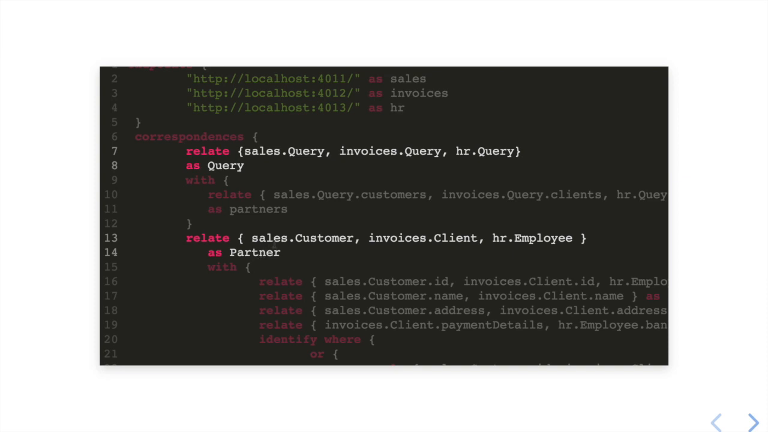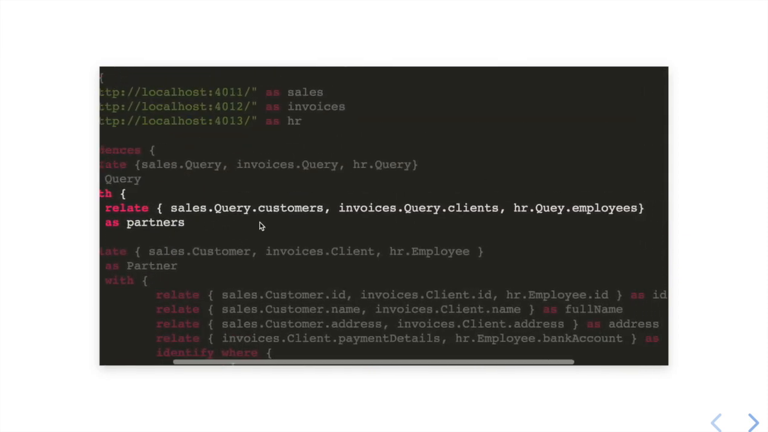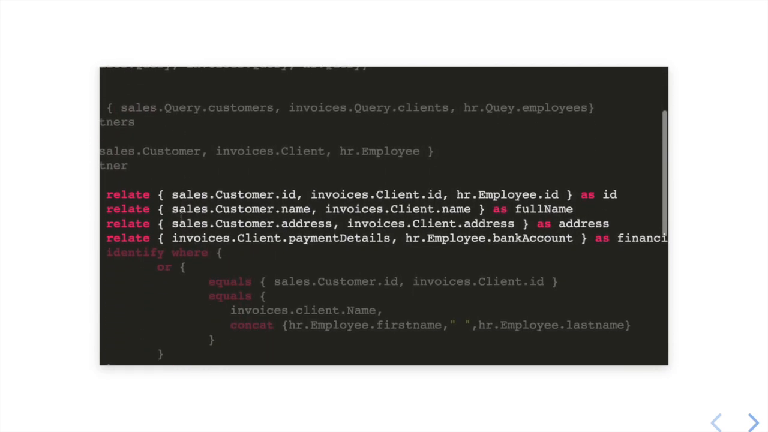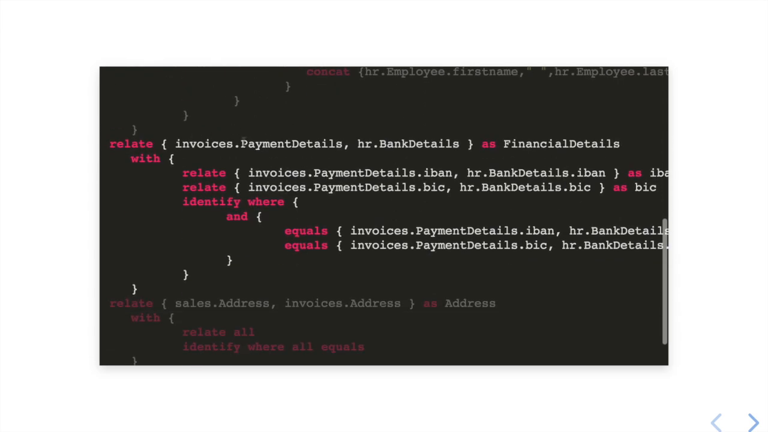We can not only relate types and align them, we can also do the same with fields. For example, here we align the fields that retrieve all customers, clients, and employees. Or here in our customer type, we just identify their names and their addresses. Important is that both the owner, which is given here, and the target type have to be related already, because in the end we want to merge them. So, for example, to merge payment details, we have to relate the payment details and bank details down below.